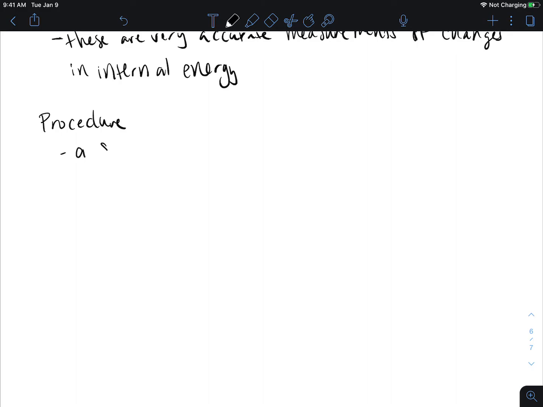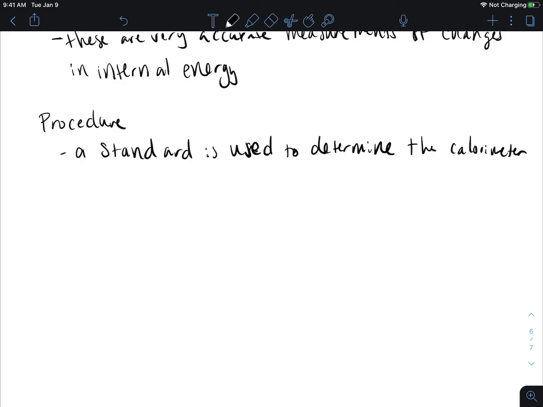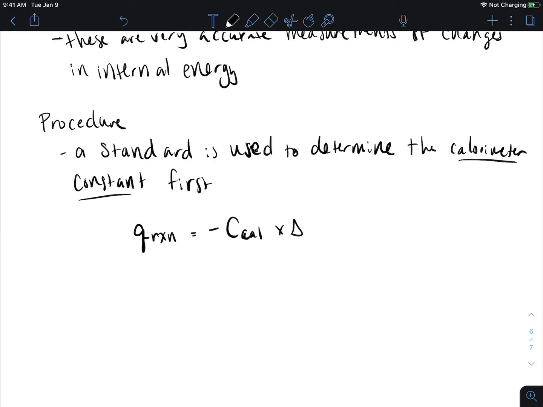So a standard is used to determine the calorimeter constant first. The very first thing that's done in constant volume calorimetry, or bomb calorimetry, is we need to figure out our calorimeter constant. And it's very easy. You have a known Q of a reaction, and you set that equal to negative calorimeter constant times the change in temperature. You look at that change in temperature of your water for a known substance, and you solve for your calorimeter constant. Once you have that calorimeter constant, you can use that to solve for the amount of heat of an unknown.